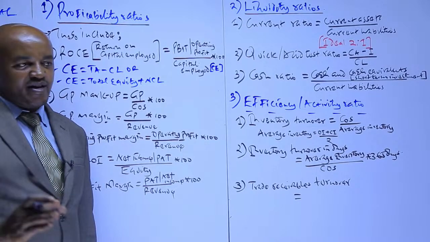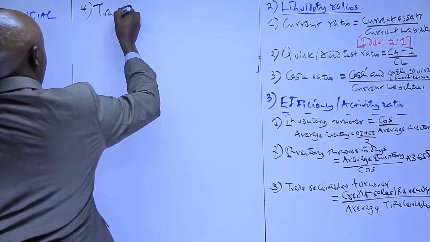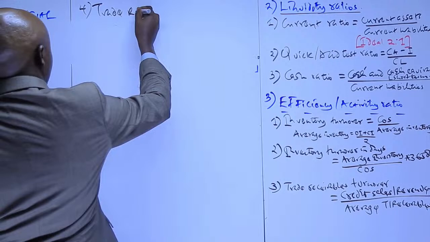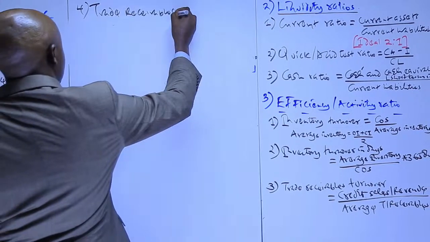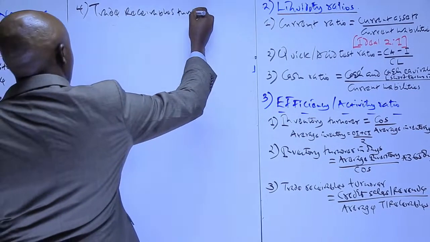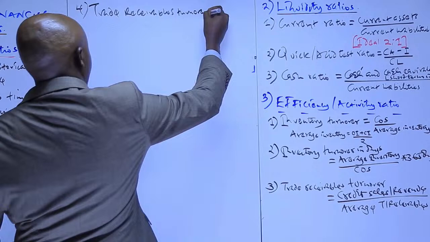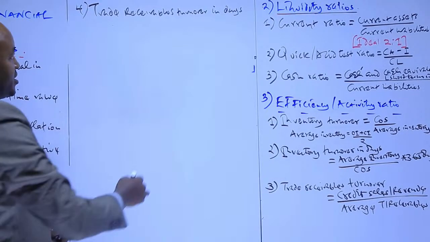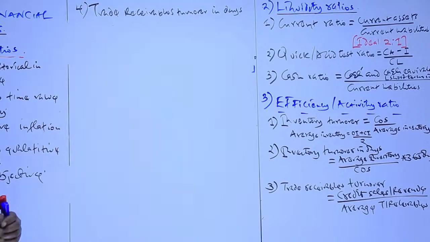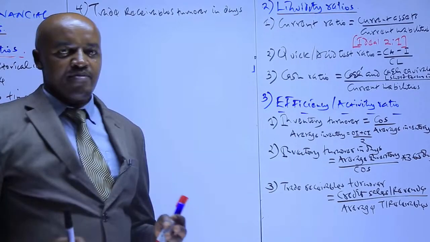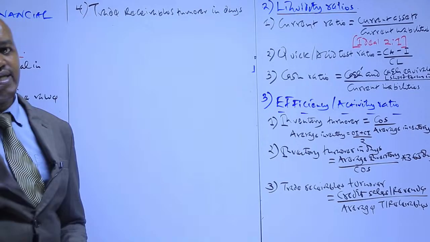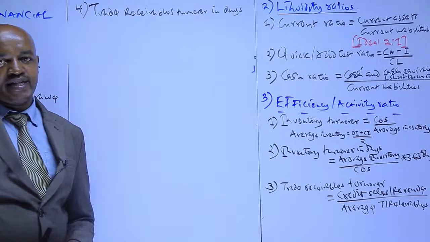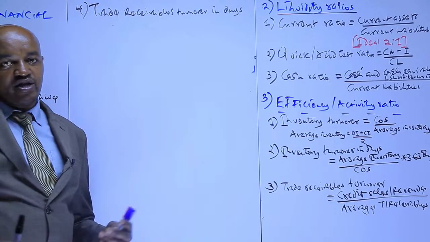So how do we compute this? The trade receivables turnover in days. In other terms, this particular ratio can also be known as the trade receivables collection period. It is a ratio which is computed to determine on average the number of days the customers take to pay their debts. The shorter the number of days, the better.